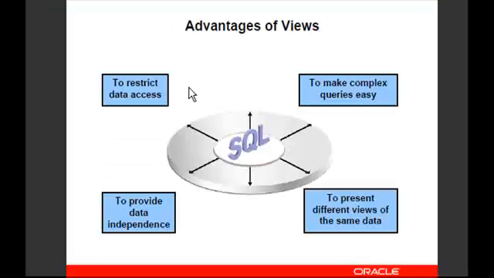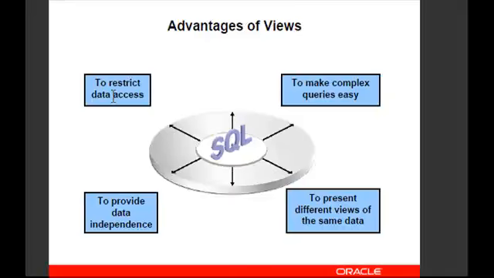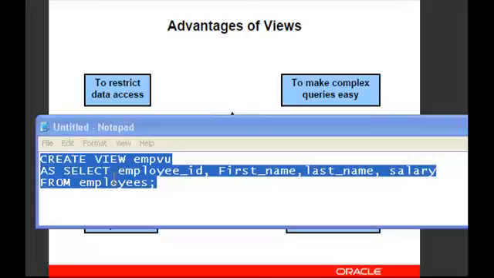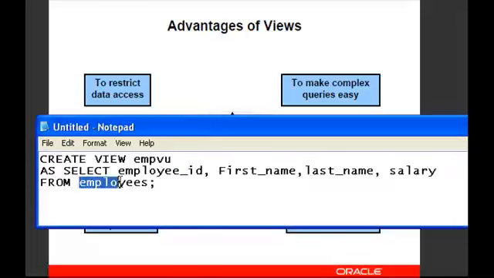Why do we use views? We use a view to restrict data access, to make a complex query easier, and for any of these four options that you see right here. Let's run an example for each one. The example we already ran demonstrates restricting data access. We don't want an end user to see all the columns of the employee table. We want them to see only the employee ID, first name, last name, and salary.